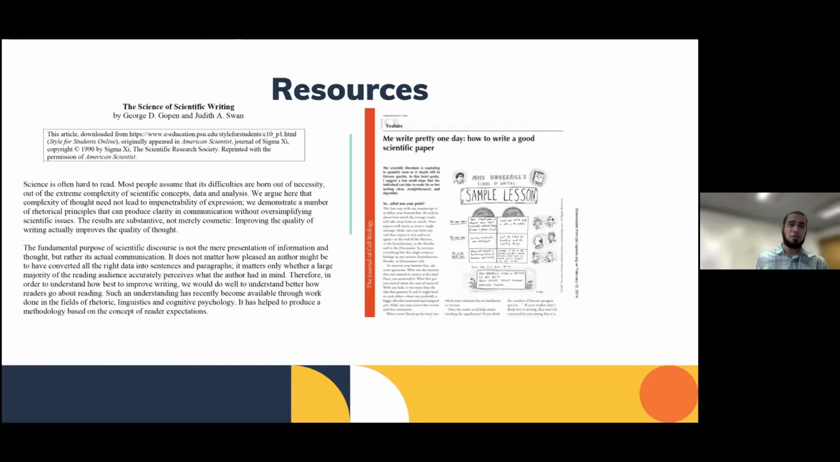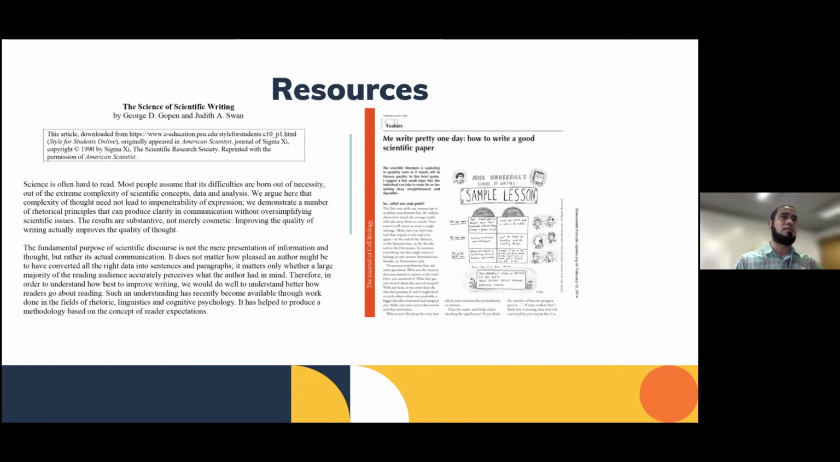A few more resources for you. This article, The Science of Scientific Writing, is a very detailed article on how you could use the revision stage and make different kinds of improvements to your paper. I strongly encourage every science student to read this paper. It should be the first thing they read about writing. If there is one paper to read, it is The Science of Scientific Writing.